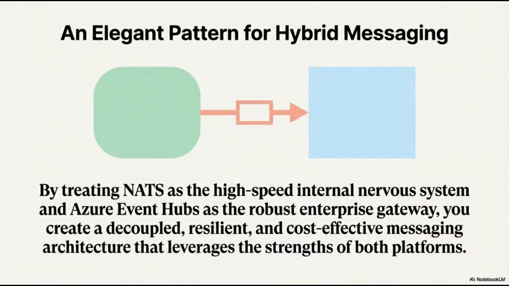This architectural pattern provides an elegant solution for hybrid messaging by combining the unique strengths of two powerful platforms. By treating NATS as the high-speed internal nervous system and Azure Event Hubs as the robust enterprise gateway, we create a decoupled, resilient, and cost-effective messaging framework. This strategic integration allows us to achieve low-latency performance for internal operations while maintaining the enterprise-grade reliability required for external-facing gateways.